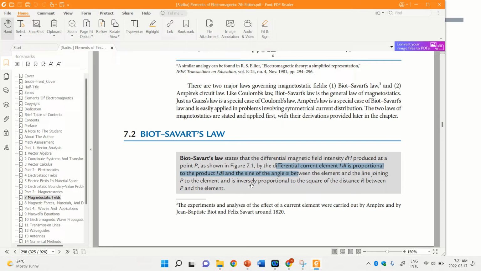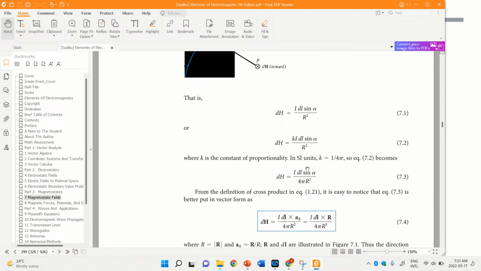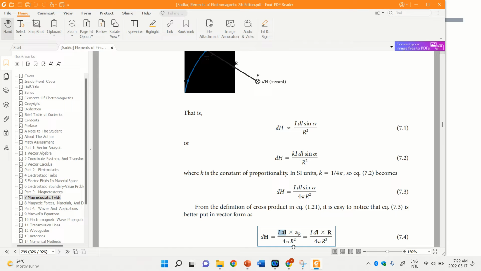If you look properly at this definition, I know it is quite long, it is actually describing this formula. They assume the sample is a filamentary current element, so it is represented as IdL. IdL is multiplied with sine alpha, which is actually the unit vector from this sample to this point, over 4 pi r squared.